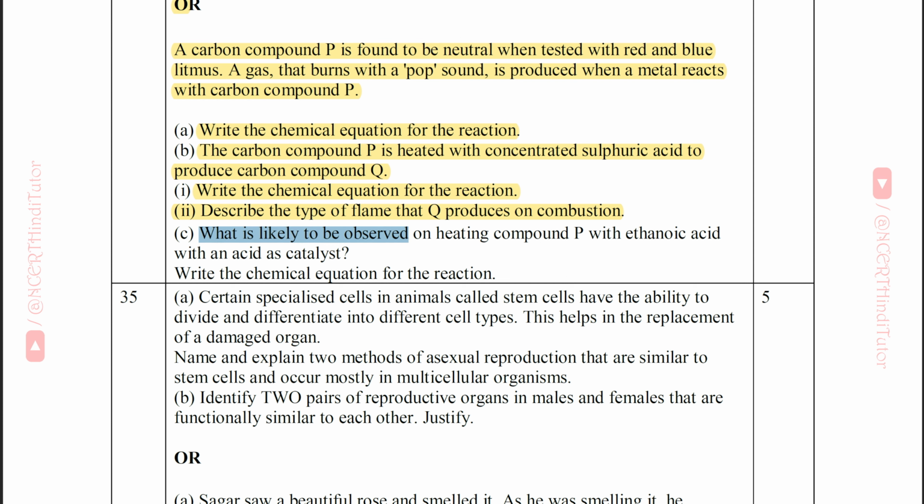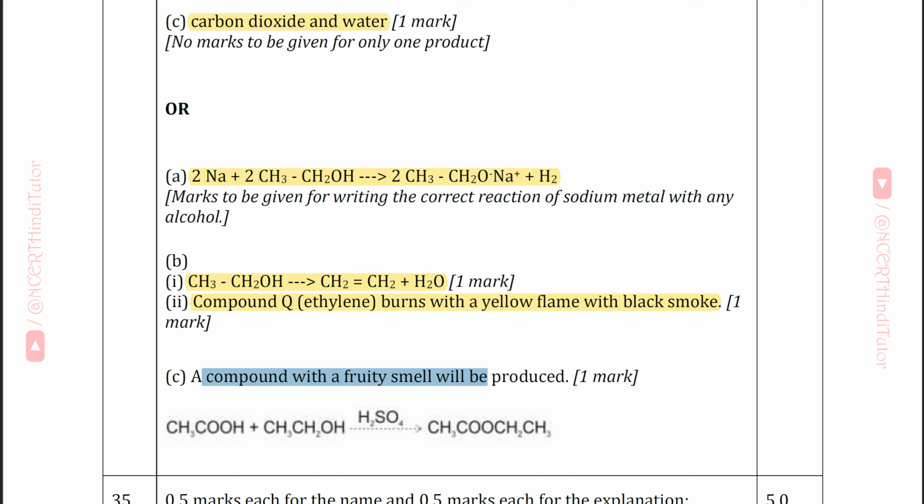C. What is likely to be observed on heating compound P with ethanoic acid with an acid as catalyst? Write the chemical equation for the reaction. Answer. A compound with a fruity smell will be produced. CH3COOH plus CH3CH2OH in the presence of H2SO4 gives CH3COOCH2CH3.